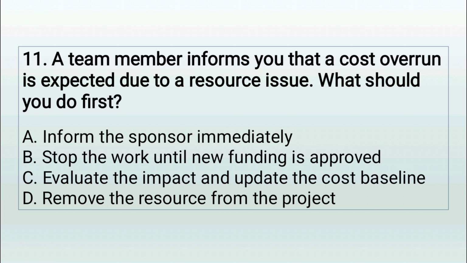Here's question 11. A team member informs you that a cost overrun is expected due to a resource issue. What should you do first? A. Inform the sponsor immediately. B. Stop the work until new funding is approved. C. Evaluate the impact and update the cost baseline. D. Remove the resource from the project.